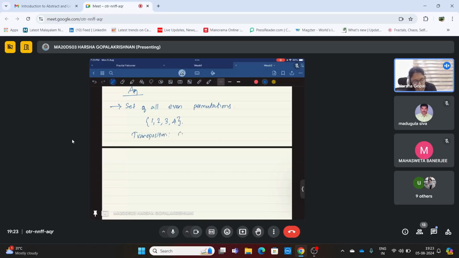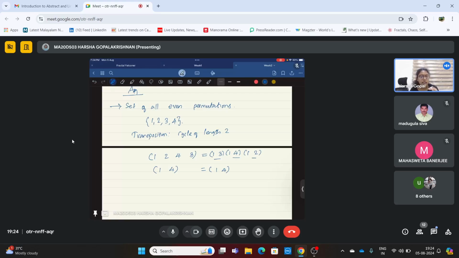Transposition is a cycle of length 2. A cycle is an element like (1 2 4 3). I can write it as a cycle: 1 is going to 2, 2 to 4, 4 to 3, 3 to 1. Or I can just write (1 4). These are all the cycles. So if I have a permutation in this form, I can write it as (1 3)(1 4)(1 2), and this is just (1 4) only. Here a cycle of length 2 is called a transposition. That means here we have 3 transpositions.